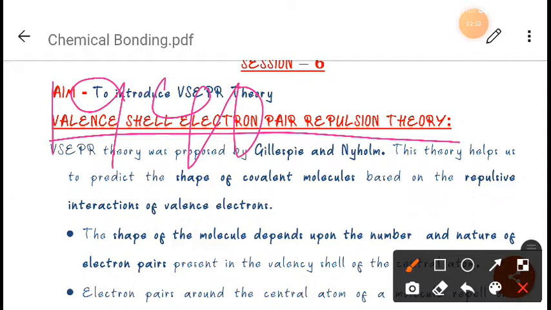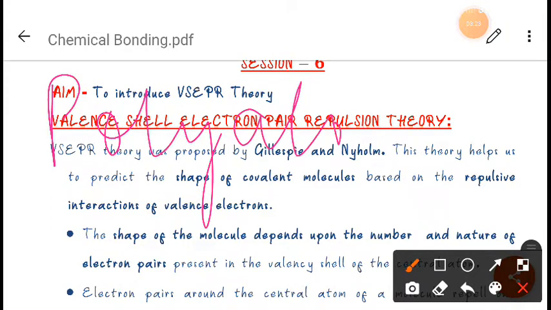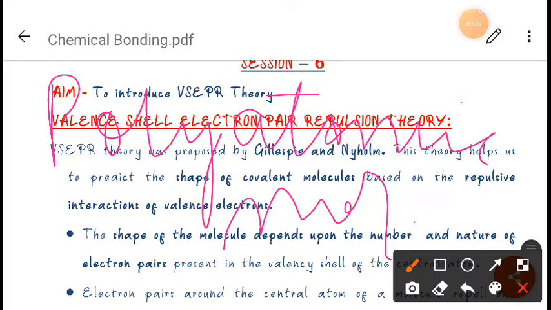So what does this theory talk about? This theory, called valence shell electron pair repulsion theory, is generally about polyatomic molecules. It is based on the fact that in a polyatomic molecule, the direction of the bonds around the central atom depends on the total number of bonding and non-bonding electron pairs in its valence shell.